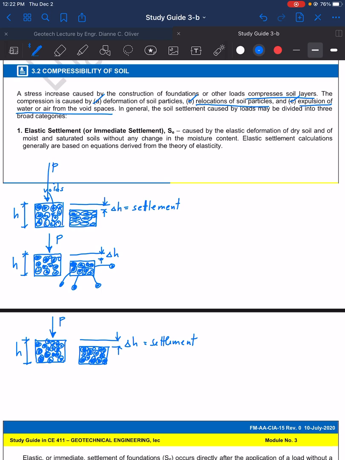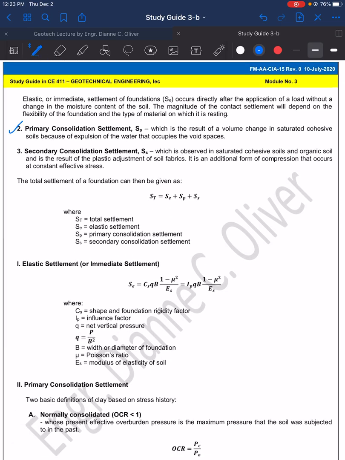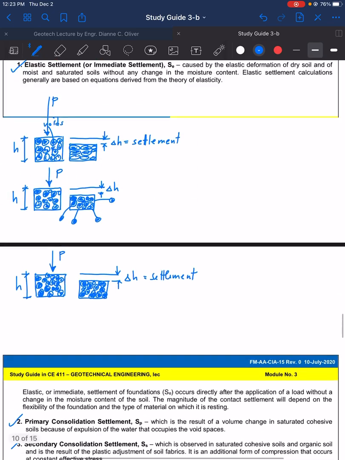In general, the soil settlement caused by loads may be divided into three broad categories. The first one, we have the elastic settlement or the immediate settlement with the symbol S sub E. The second one, we have the primary consolidation settlement with the symbol S sub P. And the third one, secondary consolidation settlement with the symbol S sub S. So let's differentiate these three.